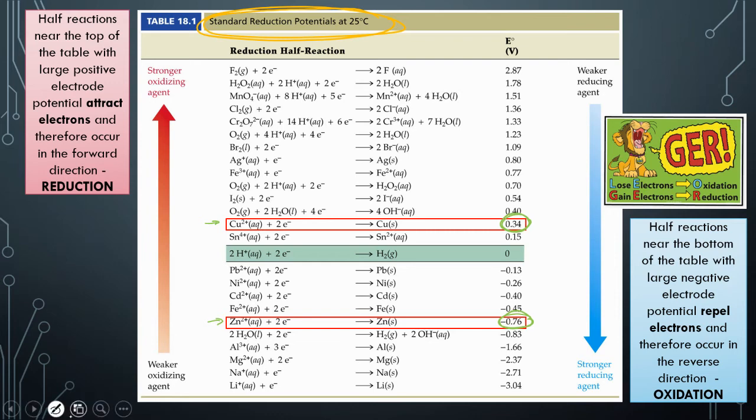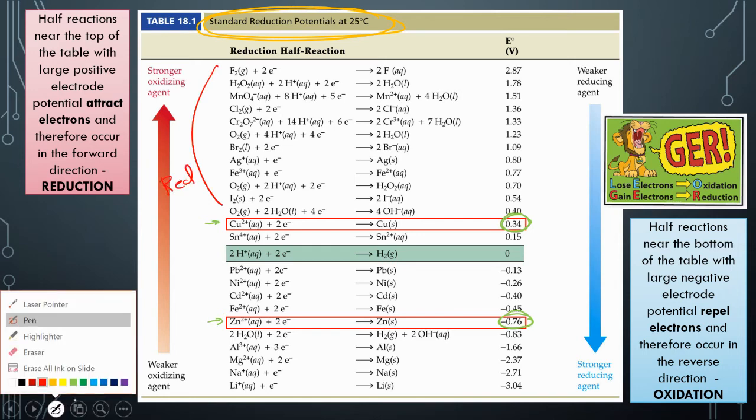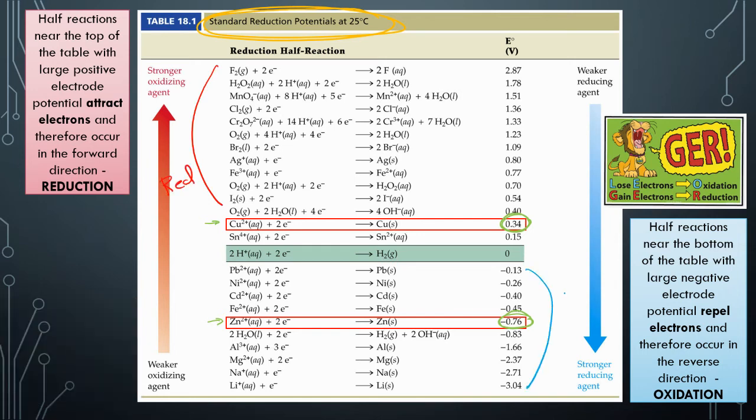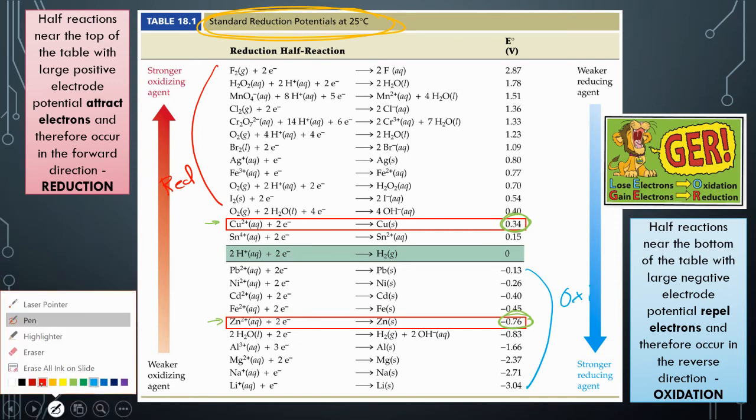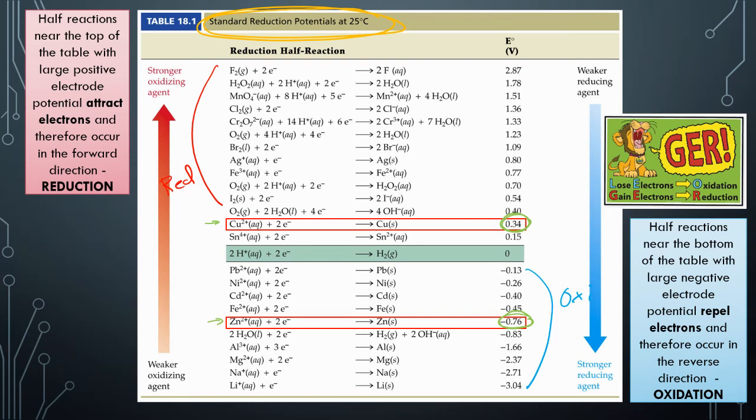So these things will become reduced. They like being reduced, and these things on the bottom, they like being oxidized. If you are something that is going to get oxidized, that means you are a reducing agent. You are the agent that brings the reduction with you.